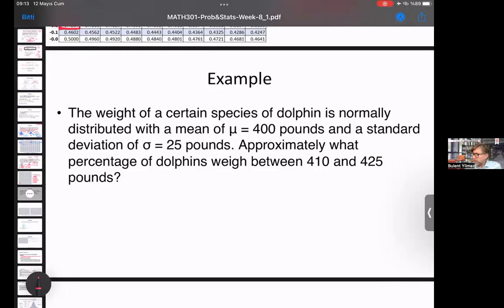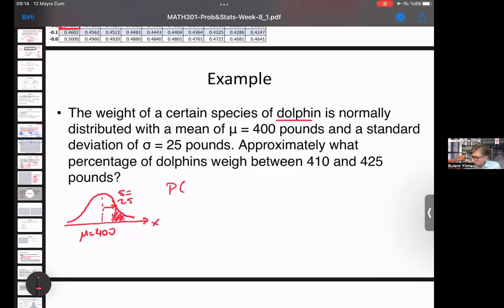The weight of a certain species of dolphin is normally distributed with a mean of 400 pounds, okay, almost 200 kilos. So this is 200 kilos, 400 pounds, and the standard deviation is 25. How do we get these numbers? From the scientists, okay? They measure the weight of certain dolphins, and now I want you to find out the percentage of dolphins whose weight is between 410 and 425. Okay, this area.